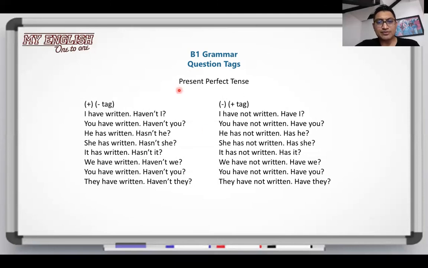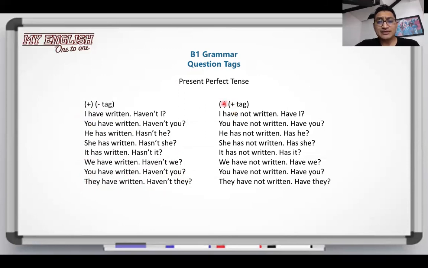Now we're going to check the present perfect tense. Positive sentence with negative question tag, okay? I have written, haven't I? You have written, haven't you? He has written, hasn't he? She has written, hasn't she? It has written, hasn't it? We have written, haven't we? You have written, haven't you? They have written, haven't they?